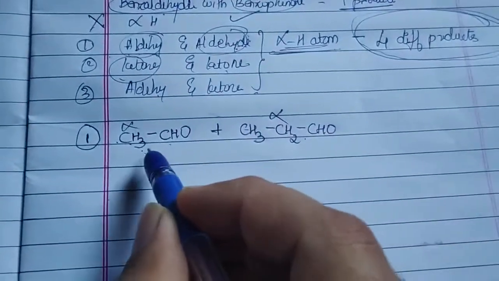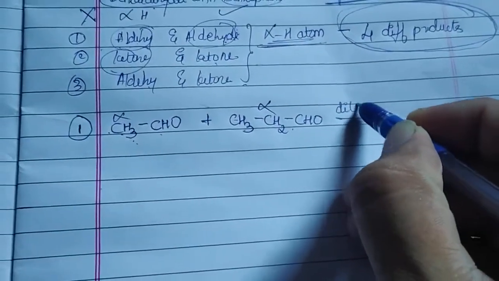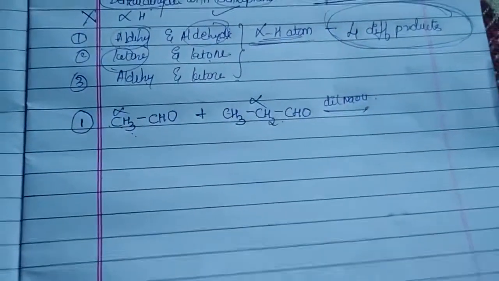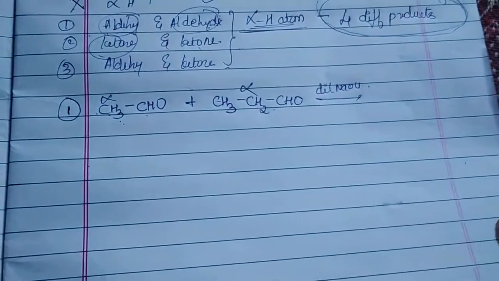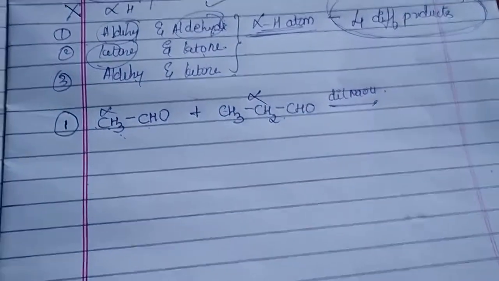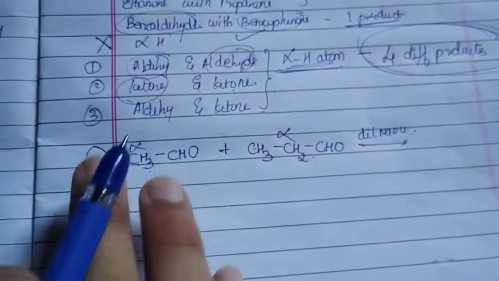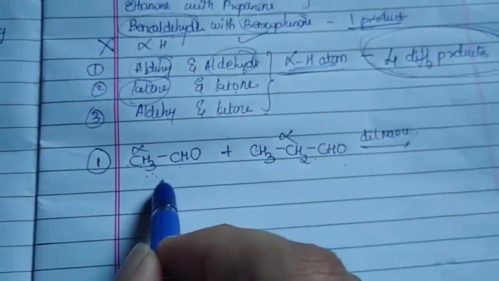First, of course, this is my reaction, I am treating it in the presence of dilute NaOH. Of course, what have we understood now? In aldol condensation, whenever an aldehyde or ketone has an alpha hydrogen atom, aldol condensation will definitely happen. This may be called cross aldol, but what has happened here is that both have the alpha hydrogen atom.